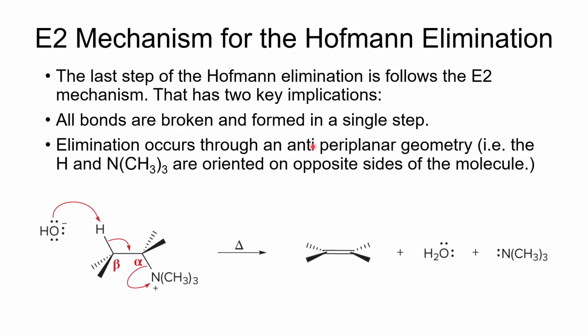Elimination has to occur anti-periplanar. We'll find that syn-periplanar doesn't work very well, and so it does need to occur by an anti-periplanar geometry. In other words, the hydrogen and our leaving group need to be oriented on opposite sides of the molecule. That has an important implication when it comes to stereochemistry, and we'll talk about that here in a few minutes.